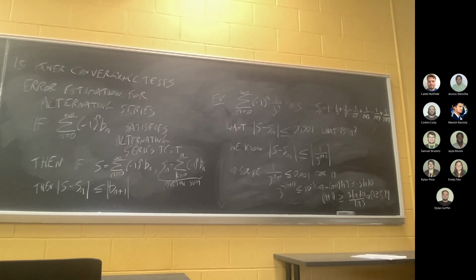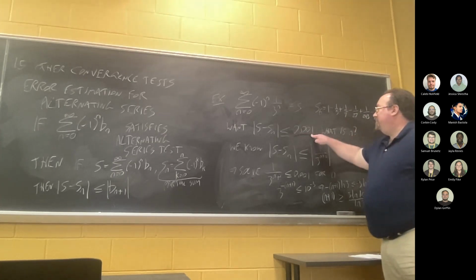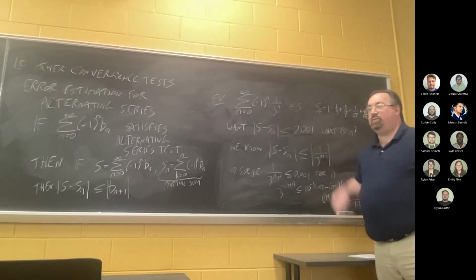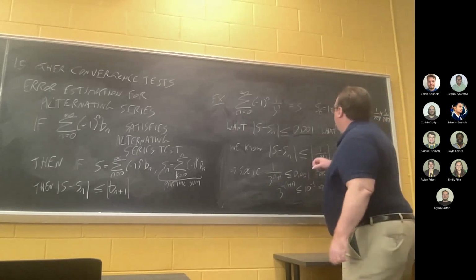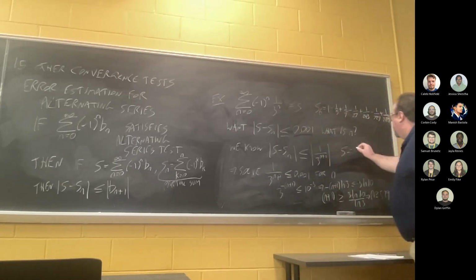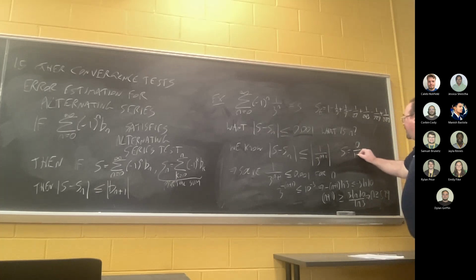Dang it. Okay. So what is S6 supposed to equal? That partial sum should be within this much of the true sum. What is the true sum? Well, for the true sum we'd use the formula: S is equal to a over 1 minus r. For this case, a is equal to 1 and r is equal to minus 1/3. So you get 3/4 is the true sum.